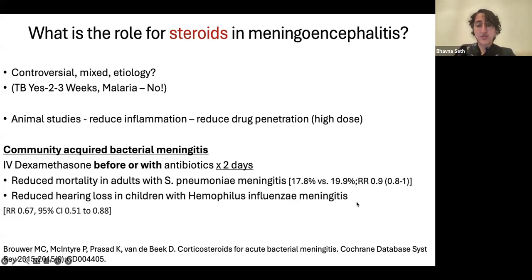This Cochrane review actually, though, found a reduction in mortality, but the confidence intervals cross 1, so it wasn't statistically significant. So that's another element of uncertainty. But for reducing hearing loss, it has definitively been helpful.